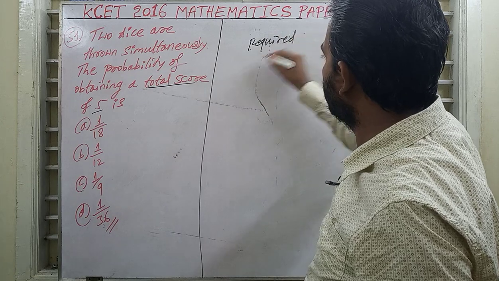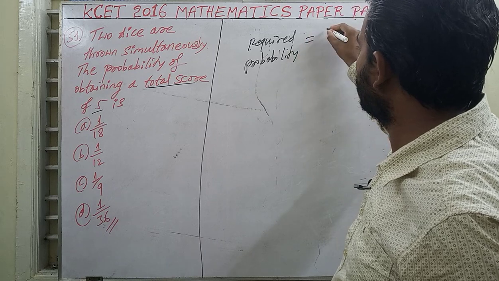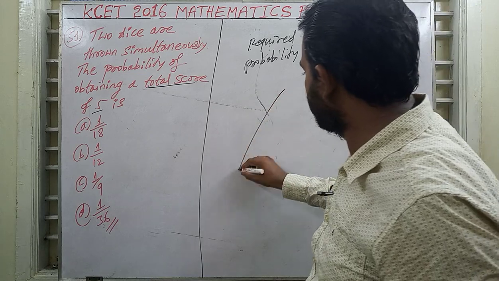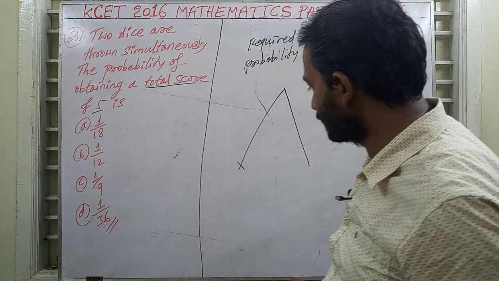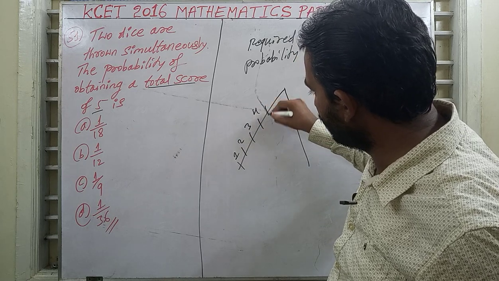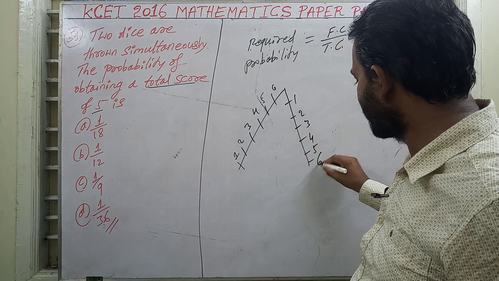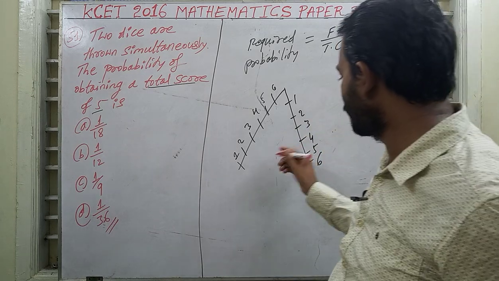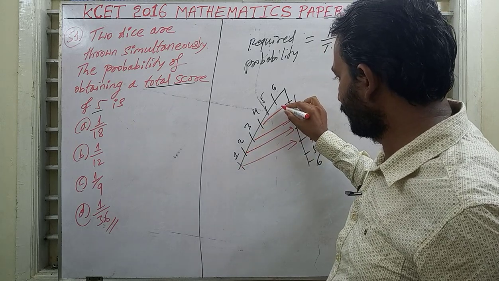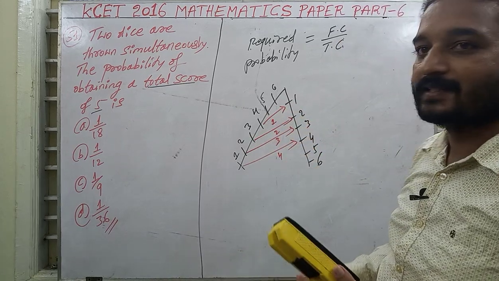required probability is equal to favorable cases divided by total cases. So in this case we have to find out the total cases using this method. First die result 1 2 3 4 5 6, second die 1 2 3 4 5 6. Total score becomes 5 with 1 4, 2 3, 3 2, 4 1. So 4 favorable cases. Total cases 6 into 6 is 36.